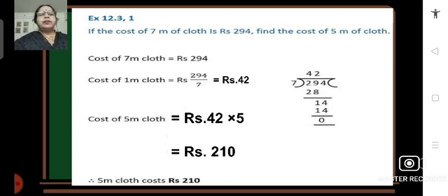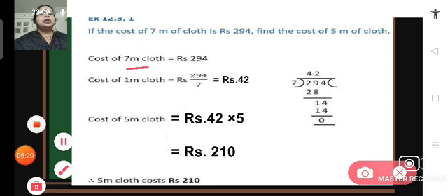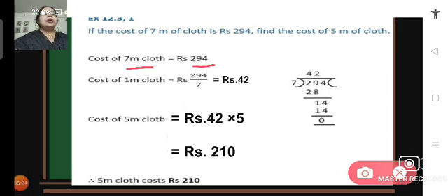Problem number 1. If the cost of 7 meters of cloth is 294, find the cost of 5 meters of cloth. So the cost of 7 meters cloth is given as 294 and we have to find the cost of 5 meters of cloth. So what we do? We first find the cost of 1 meter cloth. Okay, so the cost of 1 meter cloth will be 294 upon 7.